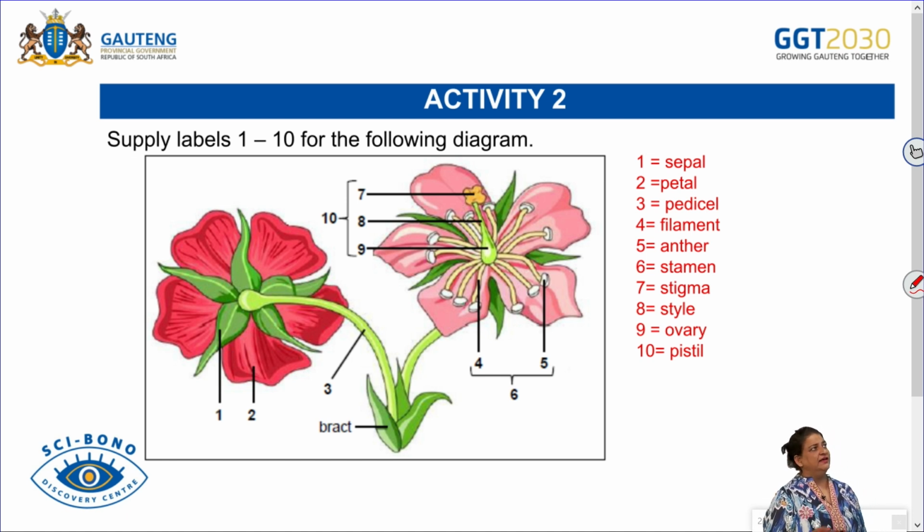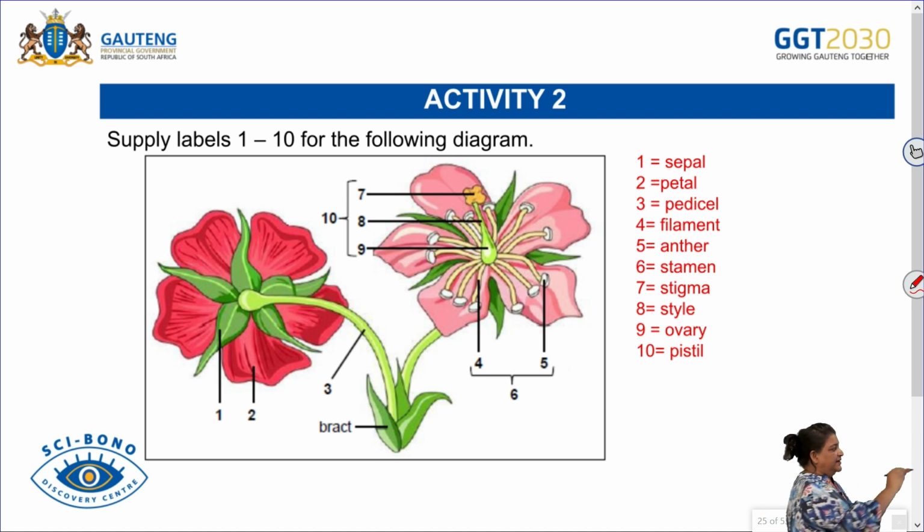So let's look at activity 2. Supply labels for 1 to 10. Remember now, 1 is the sepal. So you cannot say 1 is the calyx. 1 is the sepal, but to which whorl does 1 belong? Then it will be calyx. So children, please remember that when you are answering a paper, answer it according to what they need, and not according to just what you know. What you know, you must apply to the question.